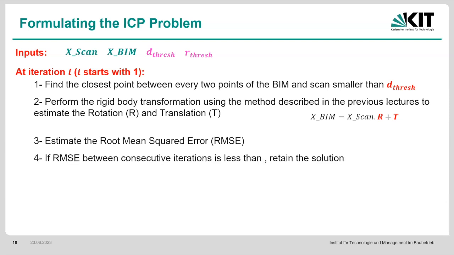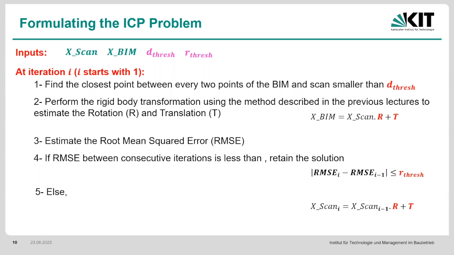If the root mean squared error between 2 consecutive iterations is smaller than a particular threshold, then you say that this is good enough and come out. Else, you now do a new scan from the previous one. So whatever this X scan times R plus T provided, that's going to be your new set of points. You then are going to be projecting it onto these planes, and you are going to be doing it over and over again.